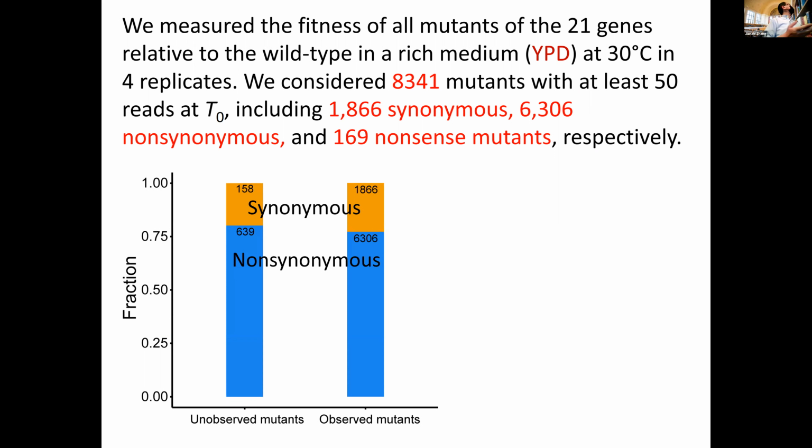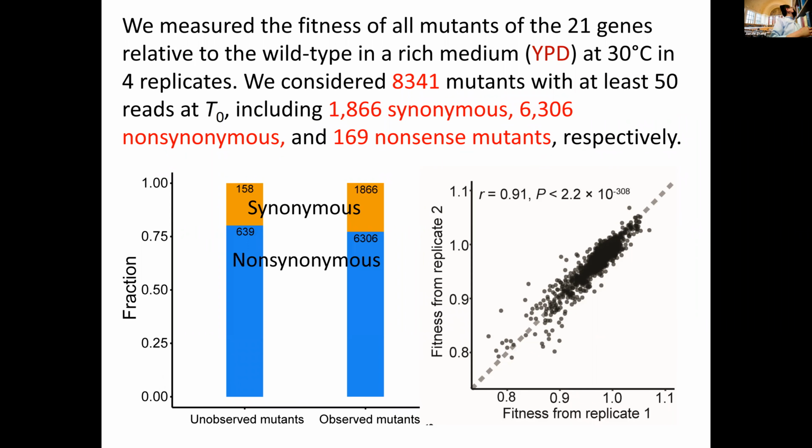The first step we did was because we didn't observe all of the mutants. We asked the company to synthesize them, but we didn't observe all of them. It could be that the company didn't synthesize some of them, or it could be they are really deleterious, so they didn't appear in our library. So we want to see whether there's a bias. Here are the observed mutants on the right, and on the left are the unobserved mutants, according to our design. There is no significant difference in terms of synonymous to non-synonymous ratio between them, so it's not biased, at least for that part.